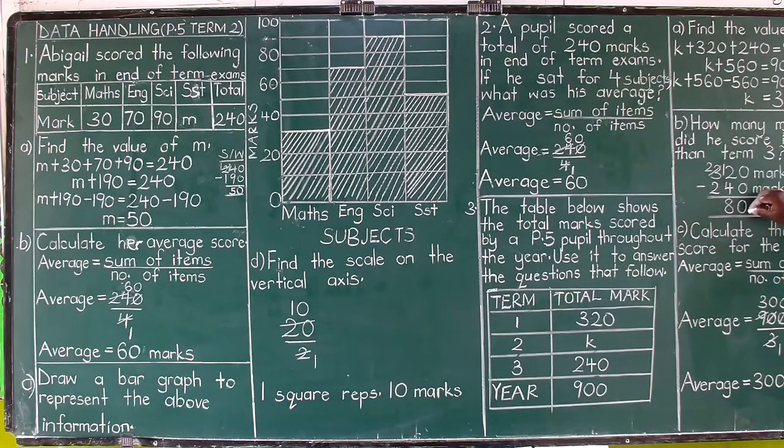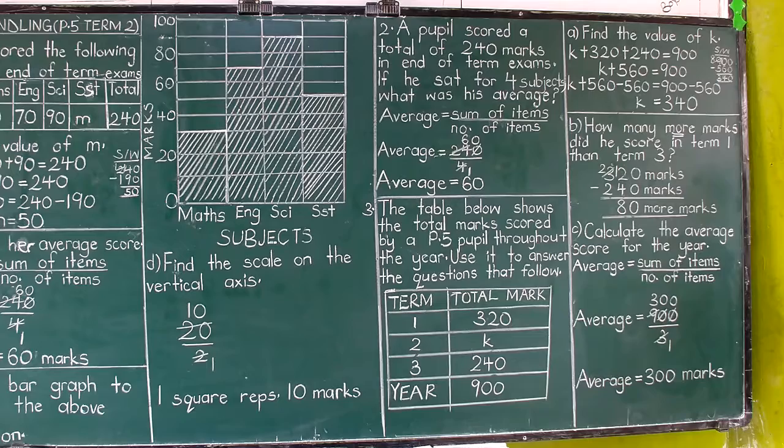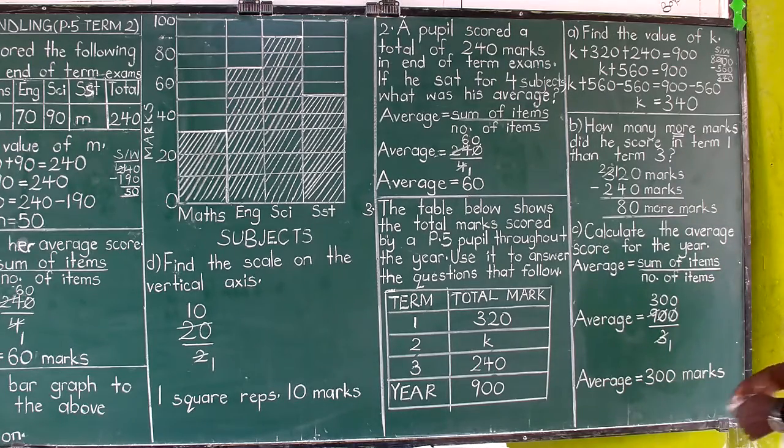Then subtract: 0 minus 0 is 0. Then 2 minus 4 is possible after borrowing from 3. We borrow 1, that's equivalent to 10. Remain with the 2 and bring the 10 to 2. 10 plus 2 gets 12. 12 minus 4 gets 8, and 2 minus 2 is a 0, which we don't write. So therefore, he scored 80 more marks in term 1 than in term 3. All in all, whether you see more or less, you do subtract.